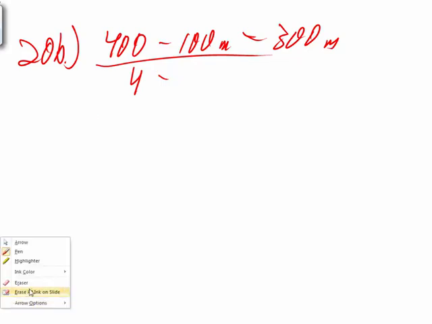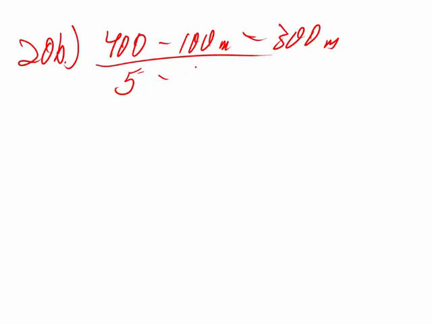I'm sorry, I wrote 4. I meant 5. So 5 minus 2 is 3, and that's going to be 100 meters per second. Okay? But again, that's estimation, and I don't really like it when they give you estimation problems, but there they did give you an estimation. Okay. All right.